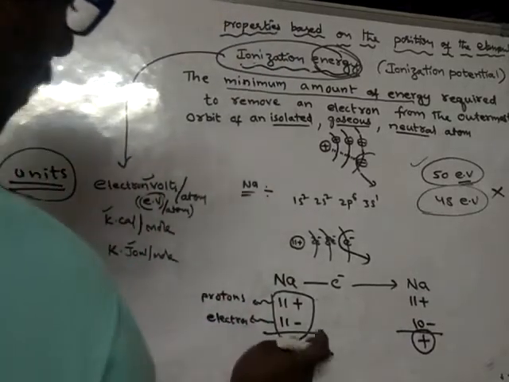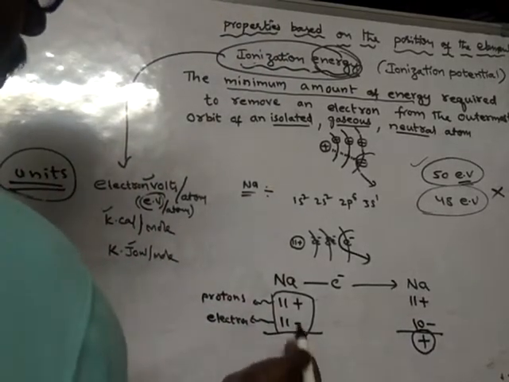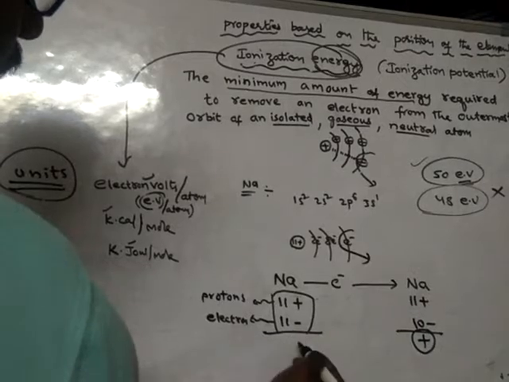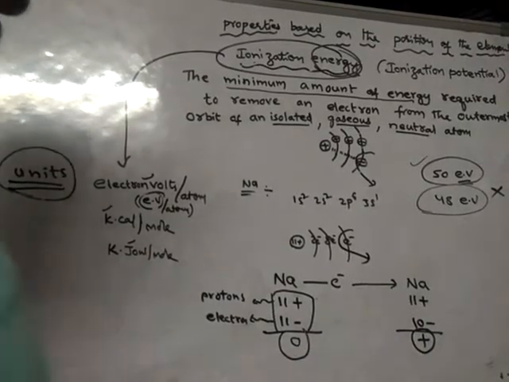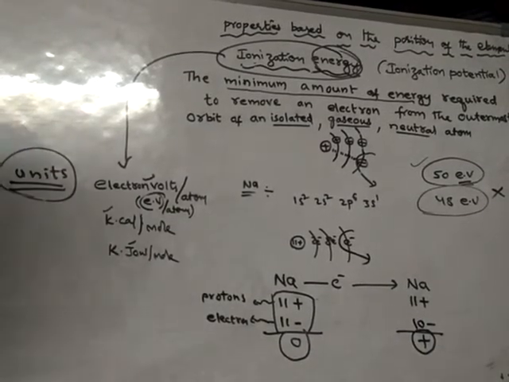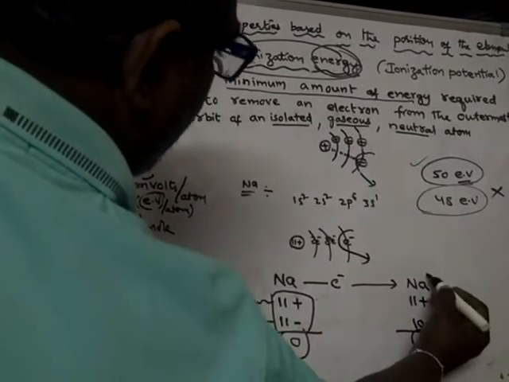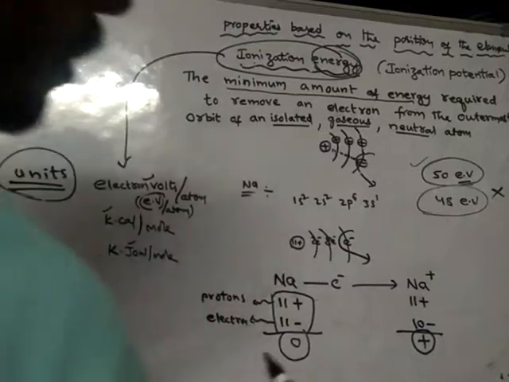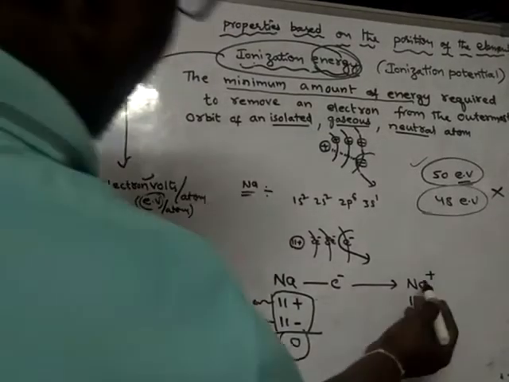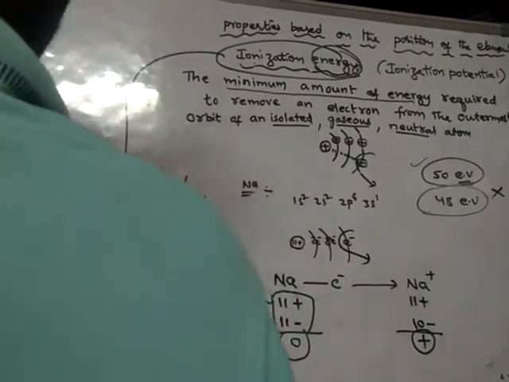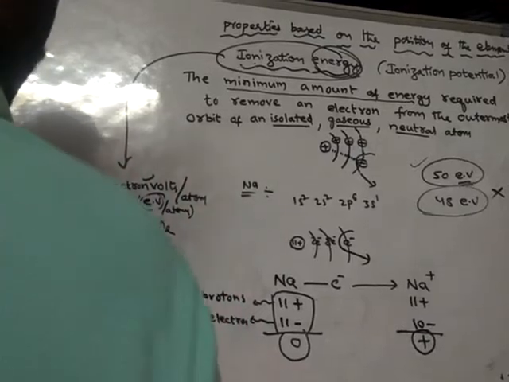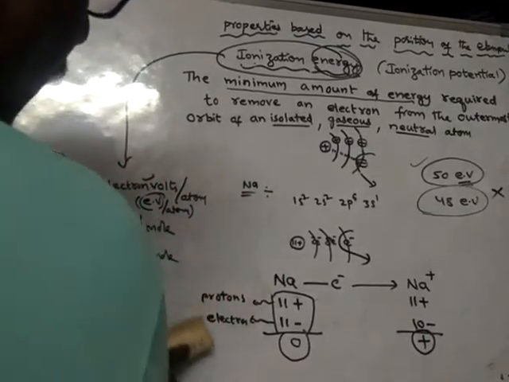Before that, the total number of positive charges was equal to the total number of negative charges. So what is the net charge on the atom? Zero. But now after removal of one electron, the sodium has 1 unit of positive charge on it. So we have to mention it like this. Okay. Like this we have to mention. Simply, no need of writing these things now.